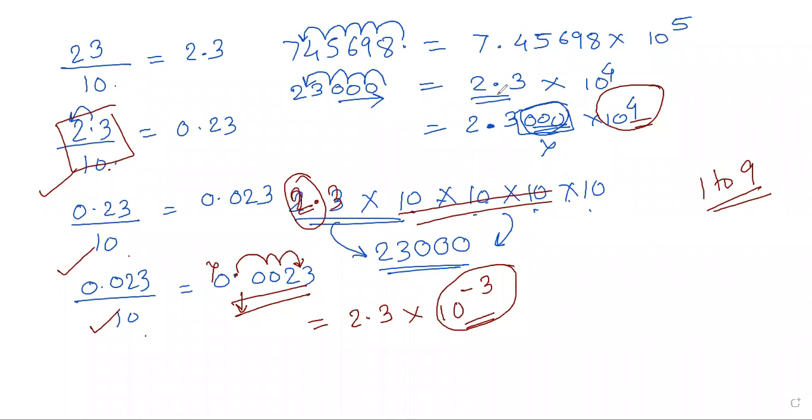Fine. So now you tell me, if I give you a number 0.0000703. First of all, is it a very small number or a very big number? It is a very, very small number. So what will be the power of 10? Plus or minus? Minus.